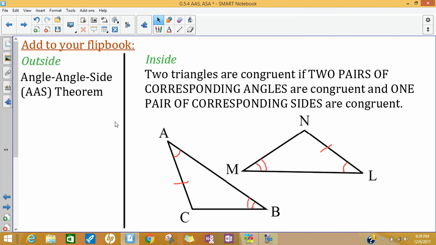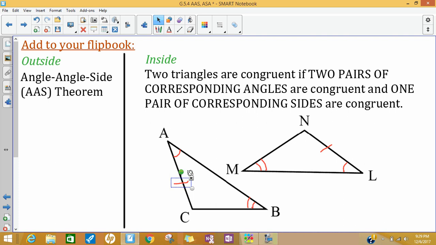angle-angle-side. So two triangles are congruent if two pairs of corresponding angles are congruent and one pair of corresponding sides are congruent. So in this example, I have A congruent to L, that's one pair of corresponding angles. I have angle B congruent to angle M, that's a second pair. And then I have side AC and side NL congruent to each other. So I have two angles and one pair of sides.